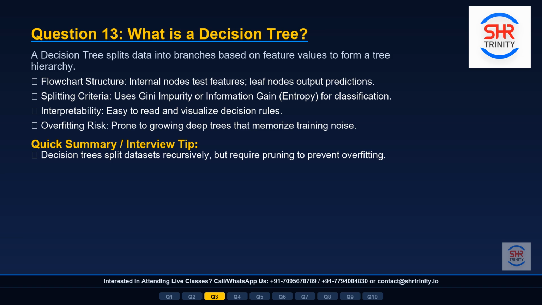A decision tree is a flowchart-like structure used for both classification and regression. The tree starts at a single root node and splits the dataset recursively into smaller subsets based on feature values. Internal nodes represent a decision rule or test on a feature, branches represent the outcome of that test, and leaf nodes represent the final class label or regression value.